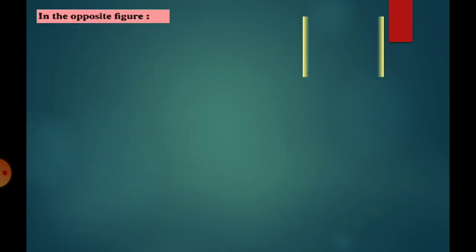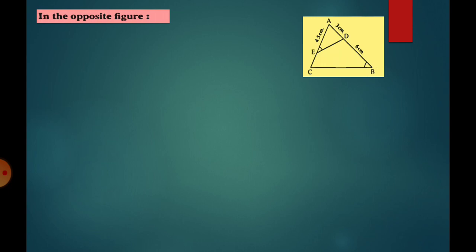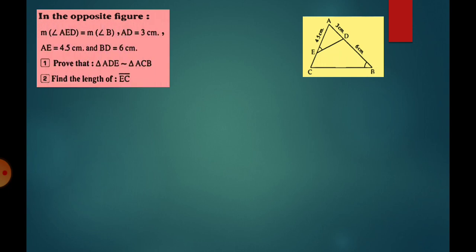Another example. In the opposite figure, the measure of angle AED equals the measure of angle B, and the length of AE is 4.5, BD is 6, and AD is 3 centimeters. Prove that the two triangles ADE and ACB are similar. Then find the length of EC.